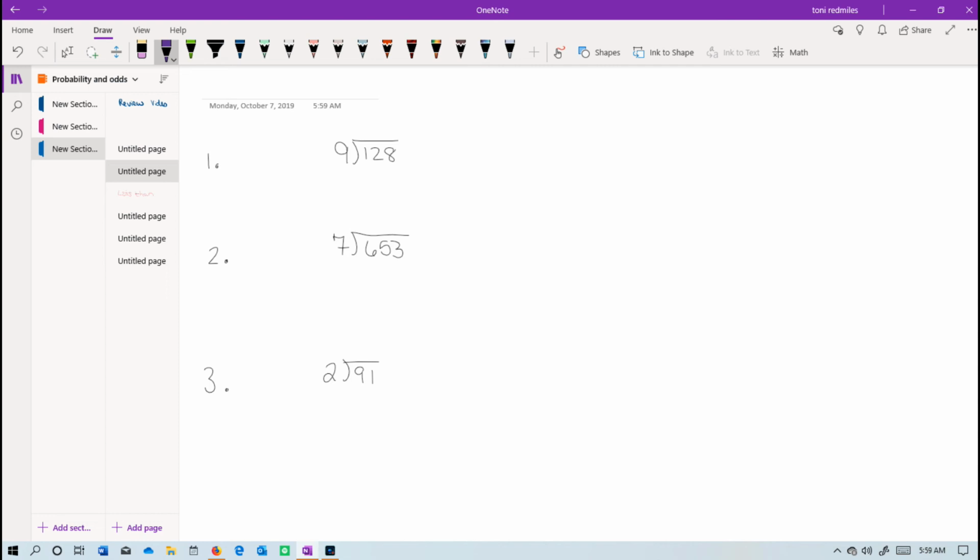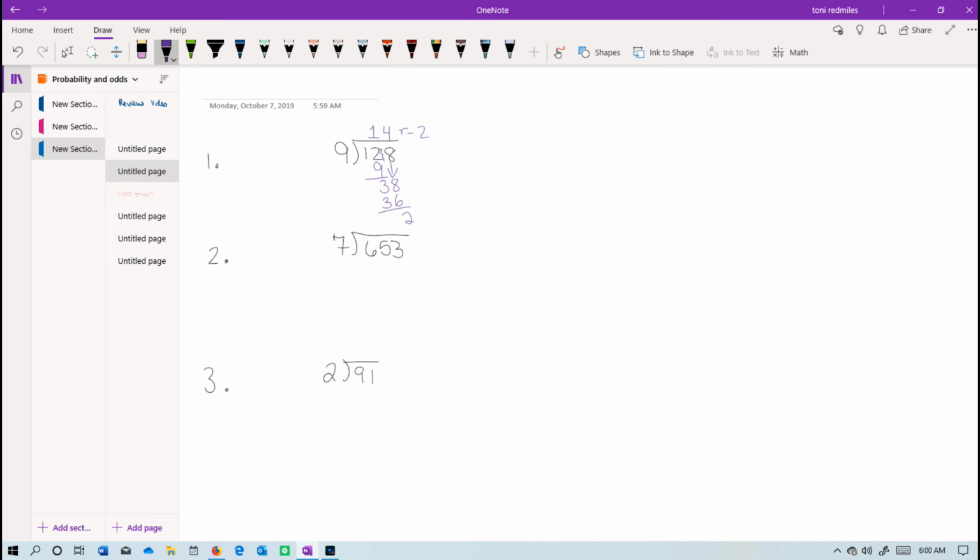So 9 goes into 12. I'm just going to look at these two first. 9 goes into 12 one time, and that's going to give me a remainder of 3. All right, now 9 goes into 38 4 times, because remember that's 36. And I'm going to get a leftover amount of 2. 9 can't go into 2, so I know it's going to be a less than 1 situation. So it's a remainder of 2.